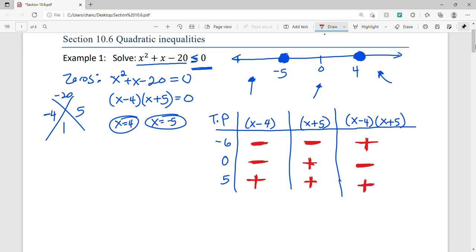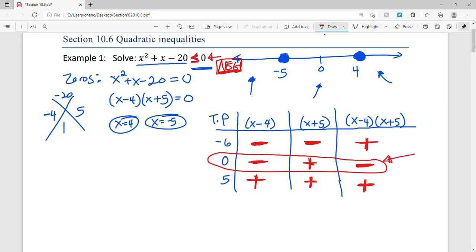Now, the reason we make a sign chart is to determine which solution to keep. We want all of the values here that are less than or equal to zero. That means I only care about the negative results, right? We want the results that give us a negative answer that's less than or equal to zero. So there's only one row that has a negative at the end here. This is a negative at the end.